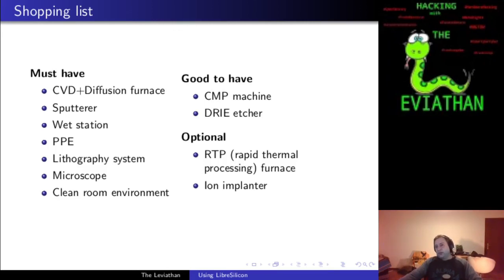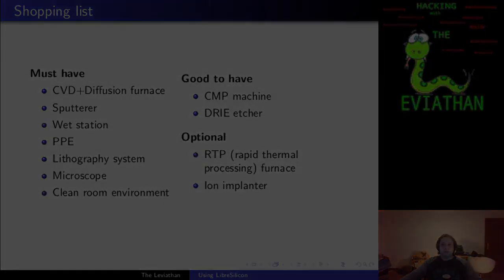Optionally, in case you want to do something like annealing titanium on top of silicon in order to produce titanium silicide in order to reduce the sheet resistance of your transistors, you will need a rapid thermal processing furnace. And if you have some bitcoins left in your wallet, you can also buy an ion implanter.